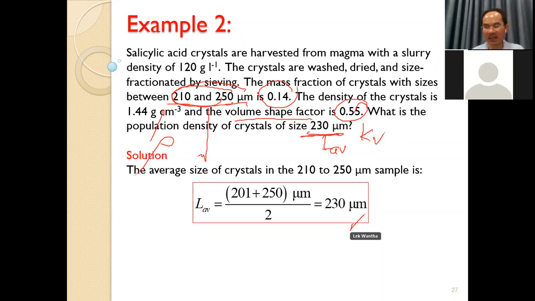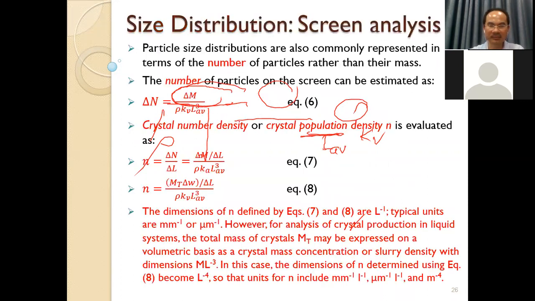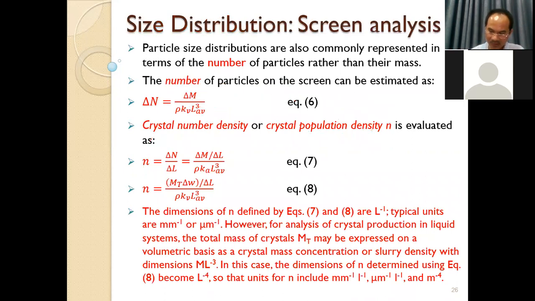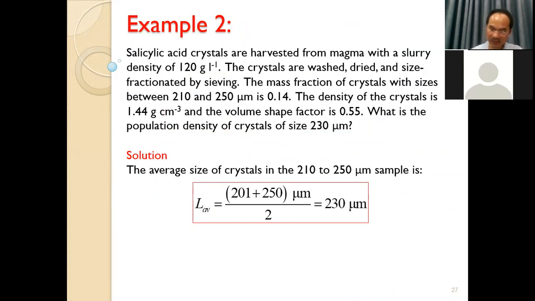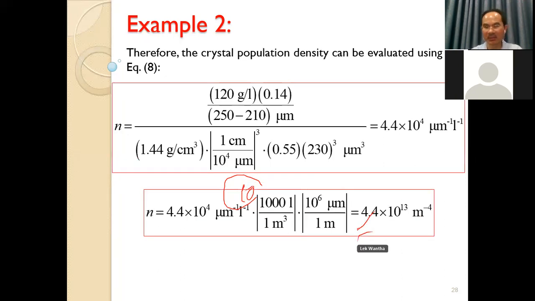Okay, you know L average, you know kV, you know rho, the density. You know the mass retained. You can calculate the crystal number density, or crystal population density. For this case, the average between 210 and 250, not 201, is 230, and delta L is 40 micrometer. And then you calculate.